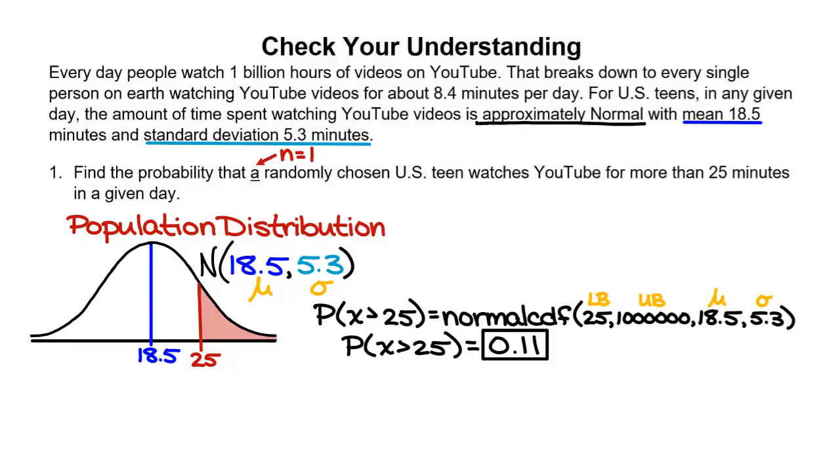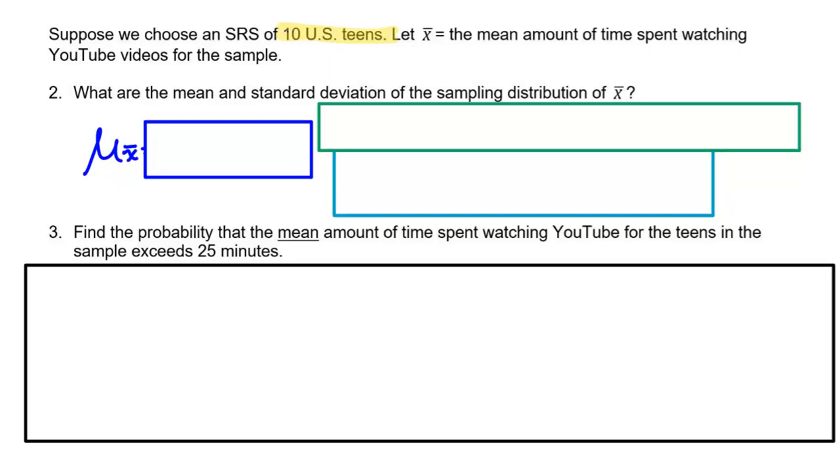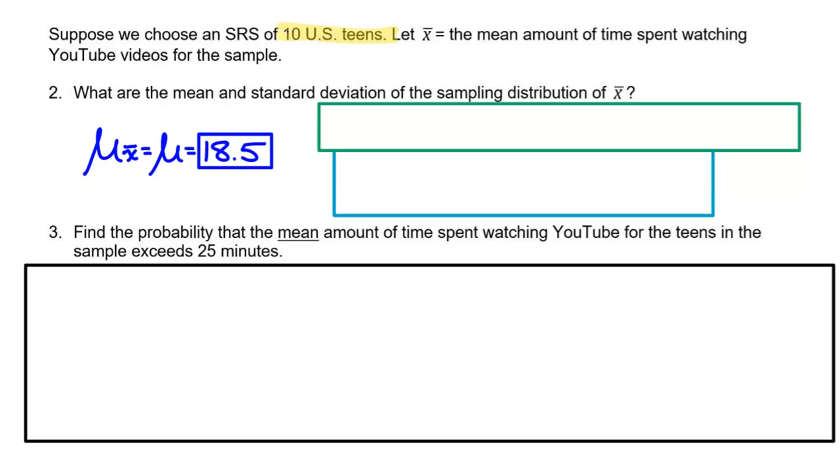Suppose we choose a simple random sample of 10 US teens. We're going to let X bar be the mean amount of time spent watching YouTube videos for the sample. What is the mean for the sample? The mean is still going to be 18.5. The mean of X bar will be the mean of the population. It will be 18.5.